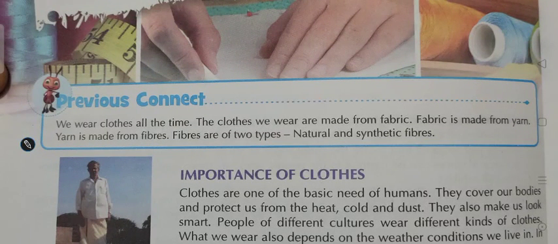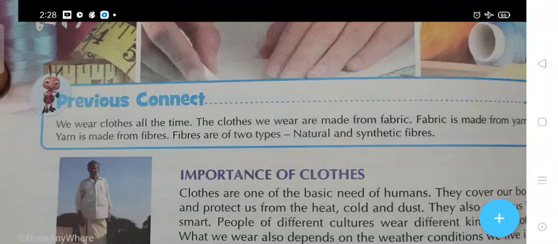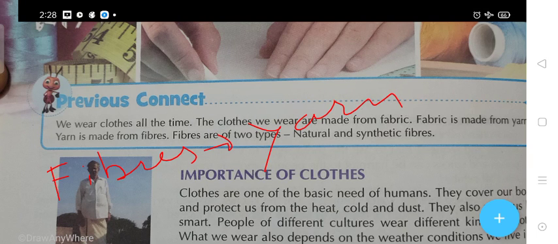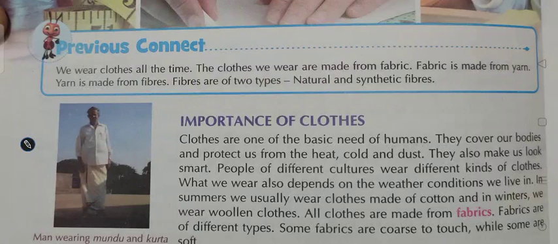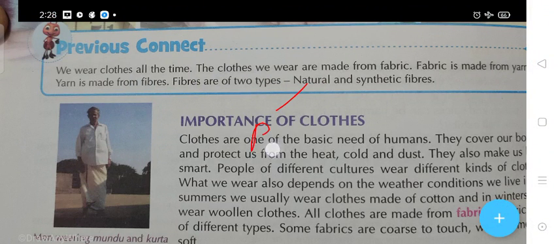So students, previous connect: we wear cloth all the time. The clothes we wear are made from fabric. Fabric is made from yarn. Yarn is made from fiber. So it means the tiny unit of cloth is what? Fiber. Then what? Yarn. And after yarn, what? Fabric. And with the help of fabric we can make clothes by the weaving and knitting process. So fibers are of two types, natural and synthetic. And in natural, as I told you, plant, and the second one is animal.